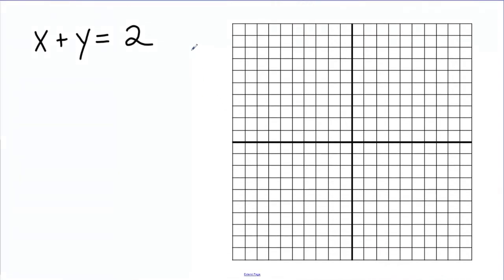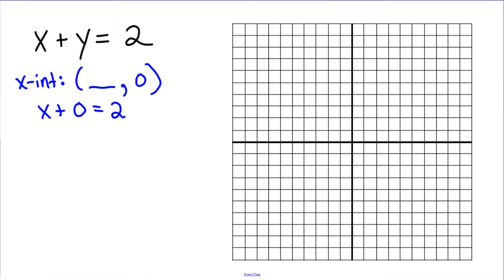One more. X plus y equals 2. Let's graph this function using the x and the y-intercept. So again, to find my x-intercept, it's going to have an x value, and the y value is 0. I have to think about that from time to time too. So if my y value is 0, I have x plus 0 equals 2. Well, that means x equals 2. So my x-intercept is located at 2, 0. This function will cross the x-axis at 2, 0.